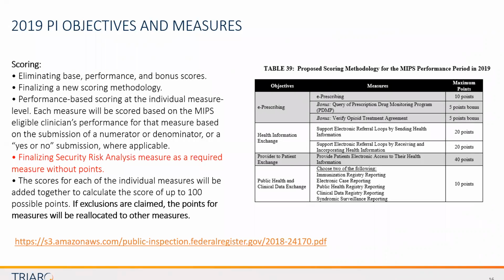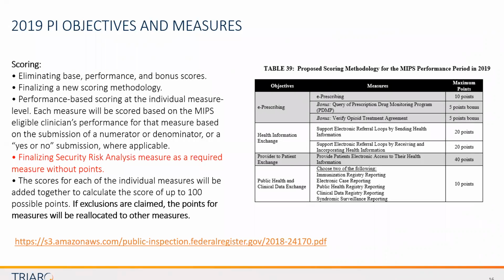I like this little graph, which comes straight from Table 39 from the Final Register, and it talks to us about the points and what those measures are called. So I'm going to spend a second here. If we look at the objectives, it has 4 objectives: e-prescribing, health information exchange, provider to patient exchange, and then public health and clinical data exchange.